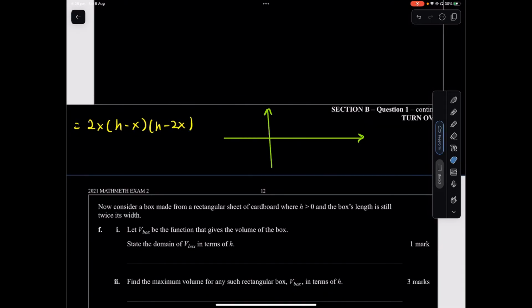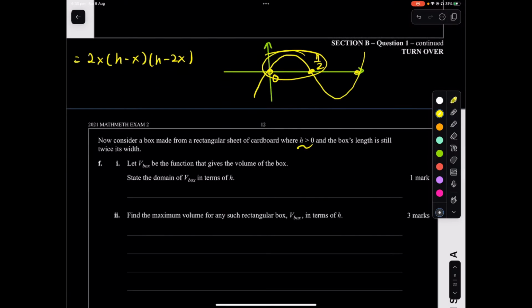And let's actually sketch this. So your x value would be at 0, h over 2, and h. Let's say h over 2 is here. I mean, h must be greater than 0, of course. And h is here. Again, it is a positive graph, still the same graph. So again, your domain, because this is h over 2 and that's 0, wouldn't it still be like this over here? 0 to h over 2, not included.